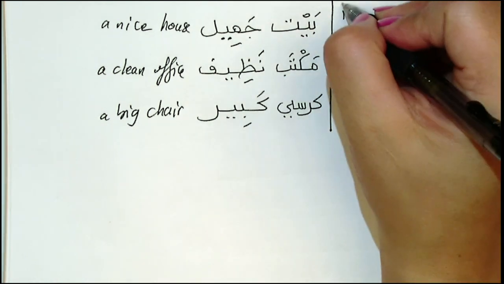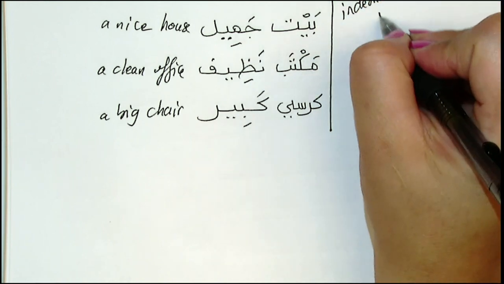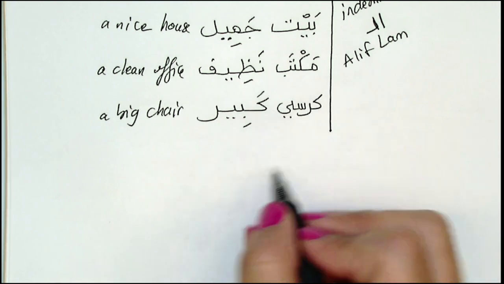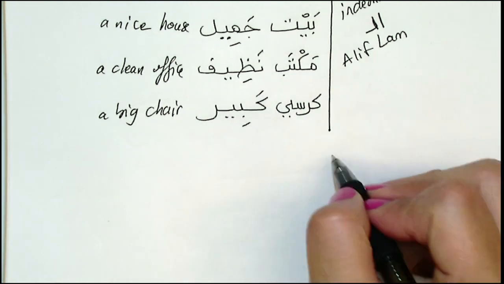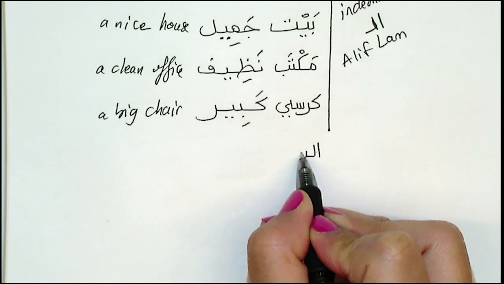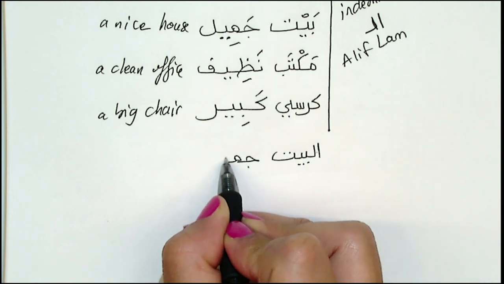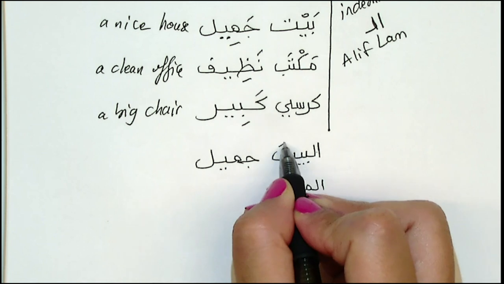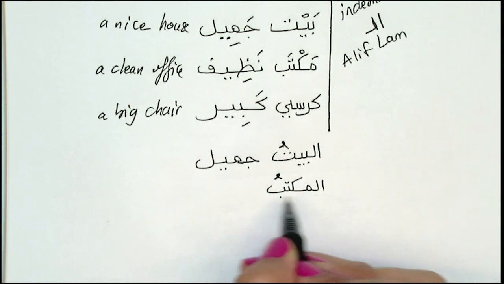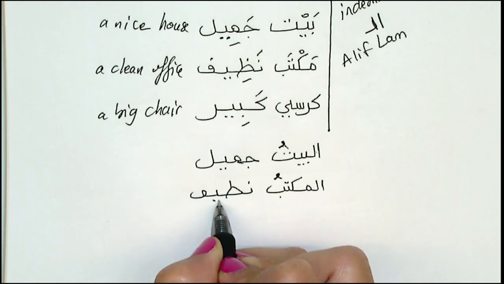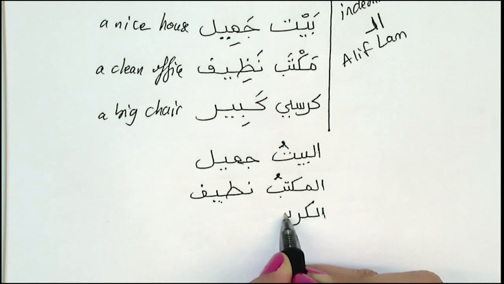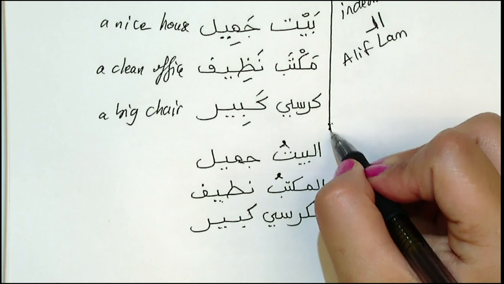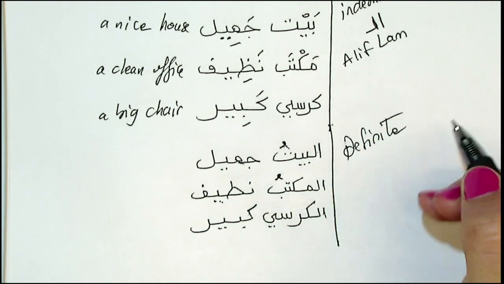All three examples here are indefinite, meaning they do not have Alif Lam. When I give you examples with the definite, I'm going to take the same examples. Al-baytu jamil. Al-maktabu nadif. Al-kursiyu kabir. Here we have the definite article.